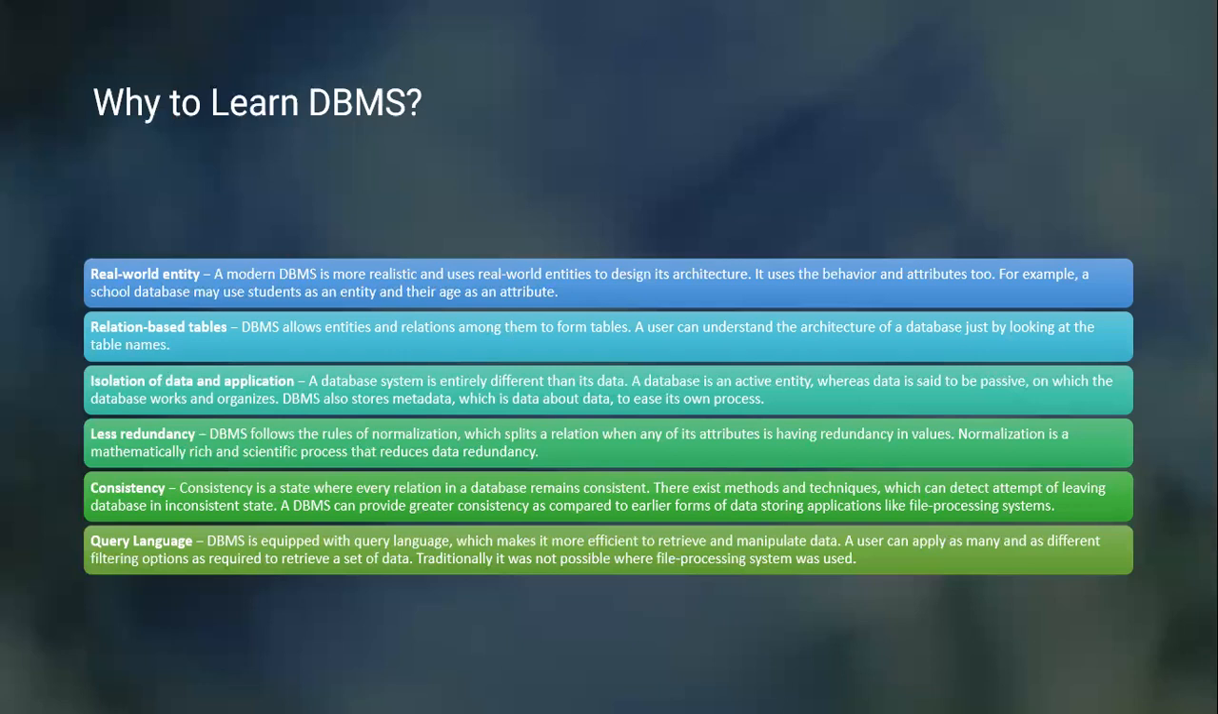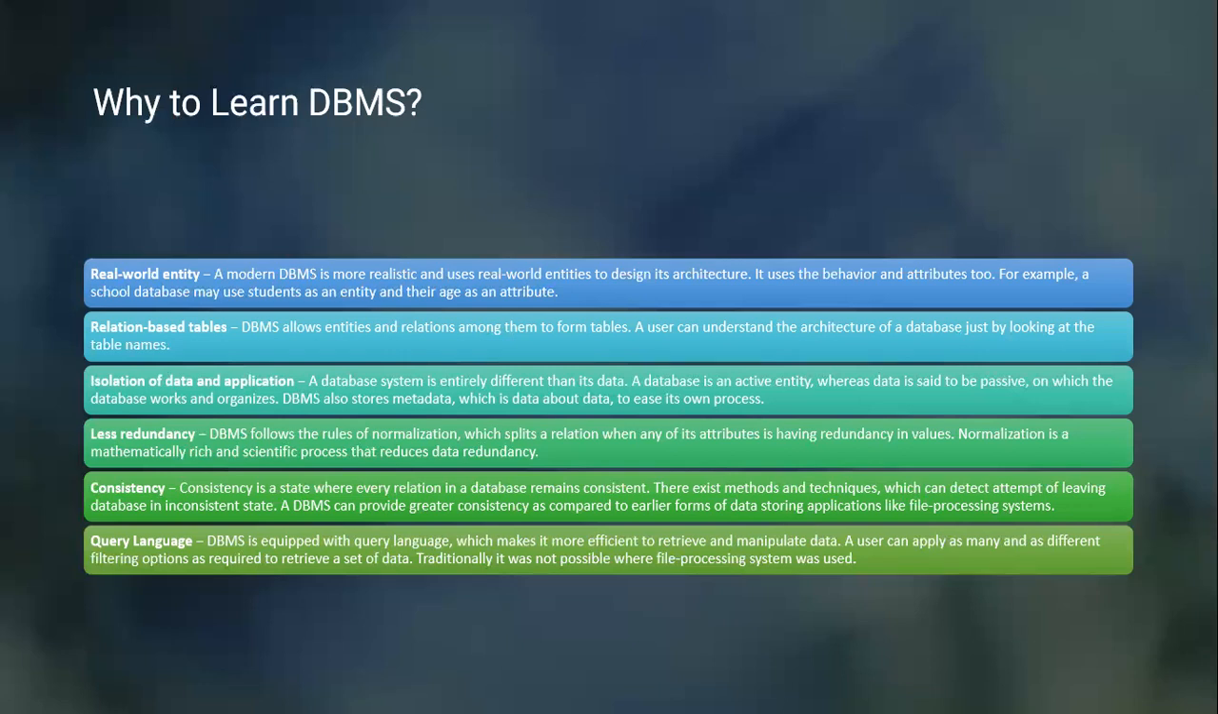Consistency, class, is a state where every relation in a database remains consistent. There exist methods and techniques which can detect attempts at leaving databases in an inconsistent state. So a DBMS can provide greater consistency as compared to earlier forms of data storing applications, just like file processing systems.